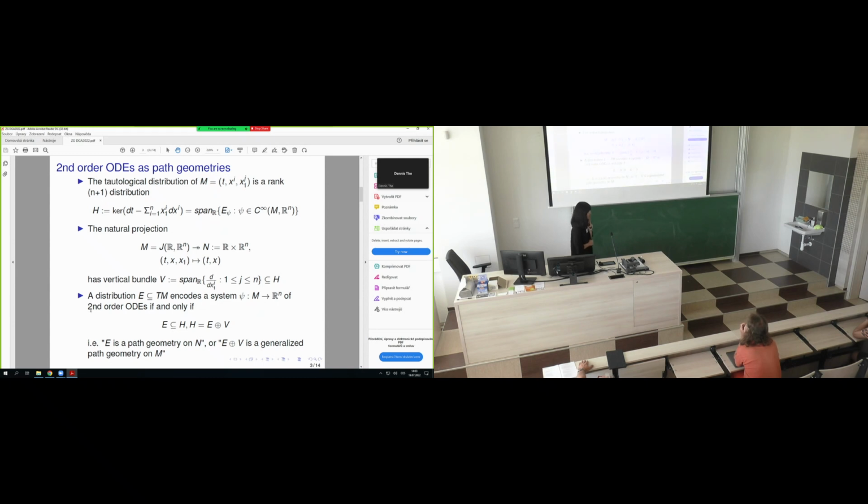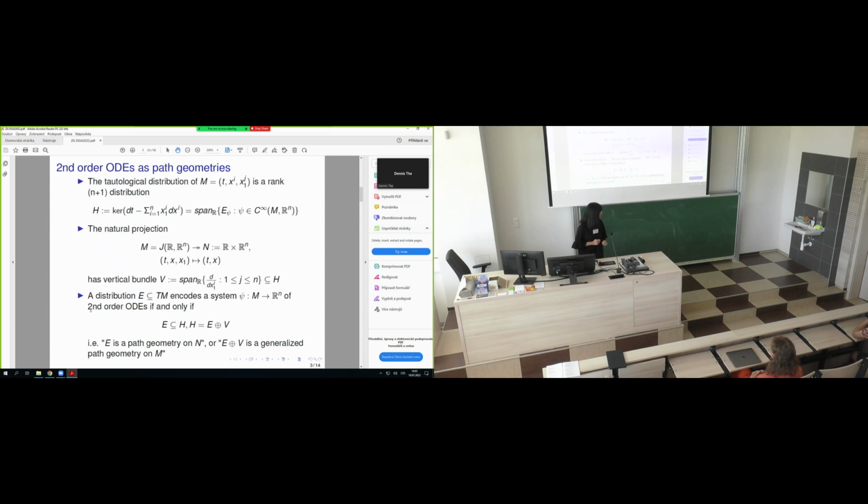And second, I describe the subdistribution of this, which I call the tautological distribution, of the space where the rank 1 distribution representing ODEs cannot lie. Namely, those that vanish in the d by dt slot and hence vanish in all the x directions as well. And such a distribution is exactly the vertical bundle of the canonical projection of the one jet onto the zero jet, which equals R times Rn.